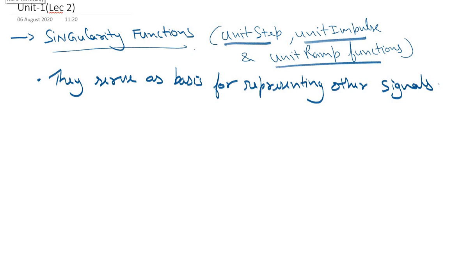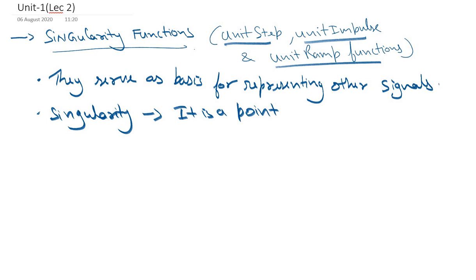Now, why they are called singularity functions? These three functions, unit step, unit impulse, and unit ramp functions, are known as singularity functions because singularity is basically a point at which a function does not possess a derivative. So we can define singularity: singularity is a point at which a function does not possess a derivative.